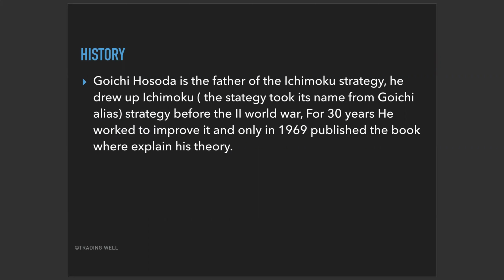Goichi worked on this strategy before the Second World War. For 30 years he worked to improve it, and only in 1969 he published the book where he explained his theory. He did everything on his charts with paper and a simple pen, without a PC. So his work is very, very admirable.